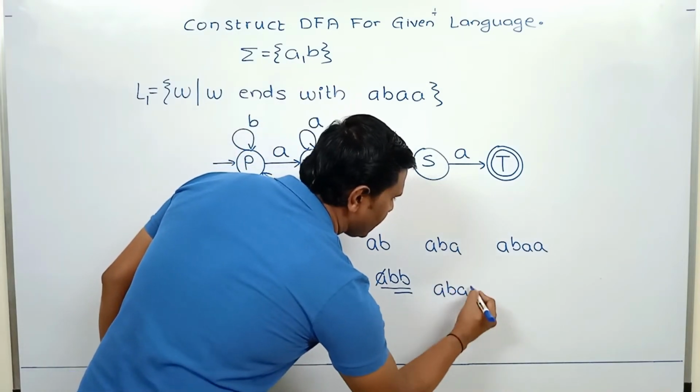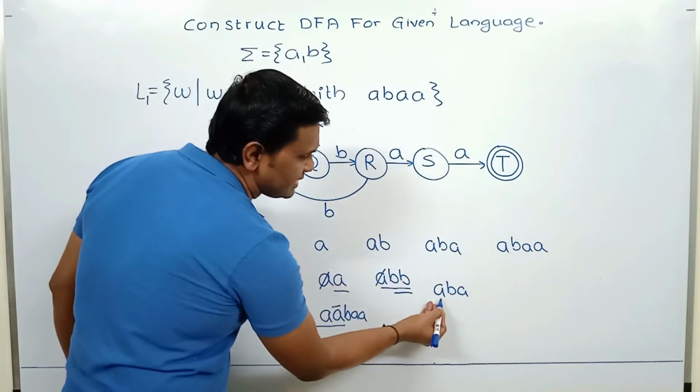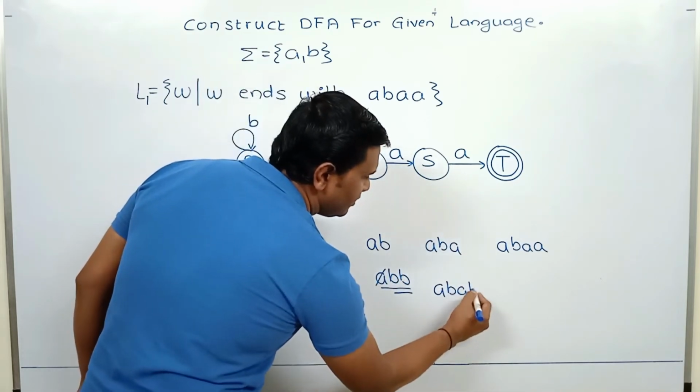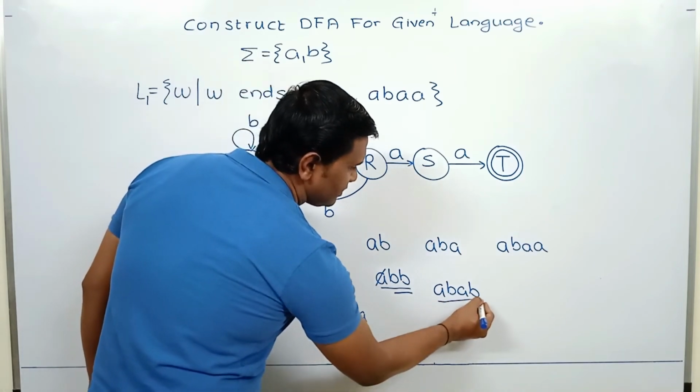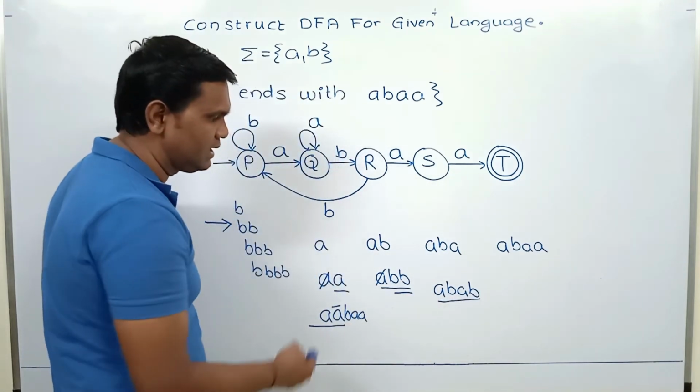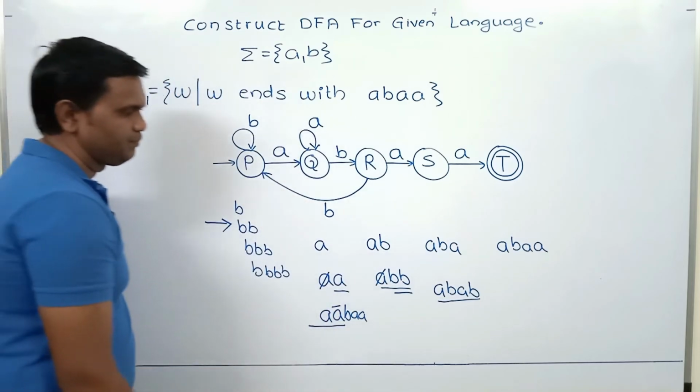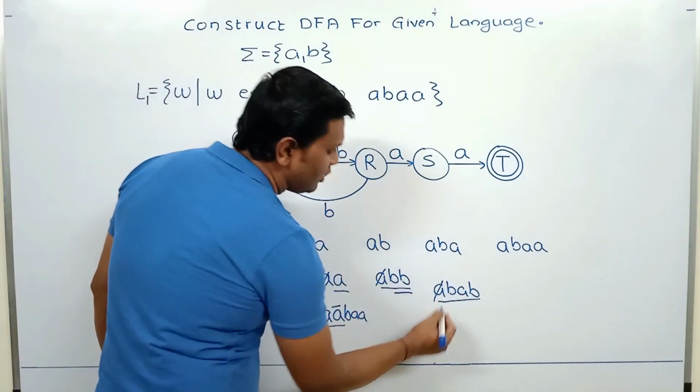ABA. Significance of state S is: last three symbols are ABA and B comes. Is there any state that remembers last four symbols ABAB? There is no such state. So from left, remove one symbol.